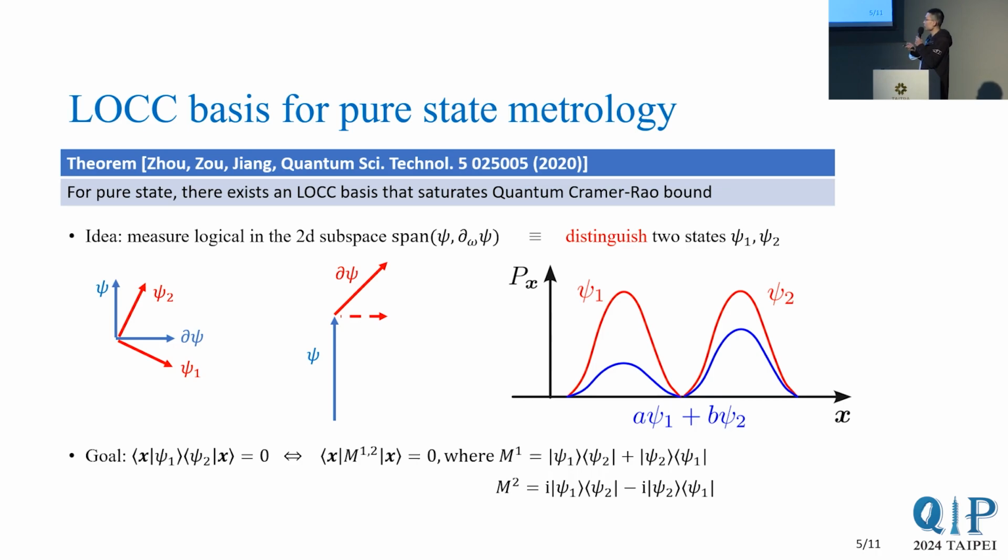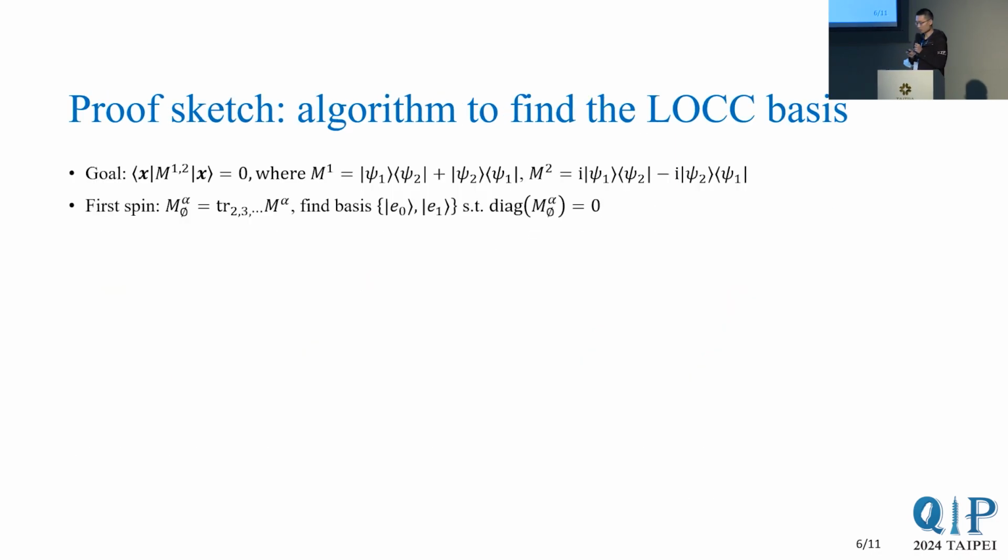So for distinguishing these two states, the goal is basically to find the basis x such that this equation holds. And for simplicity, it may be clearer to massage it to this form, which basically says that these two traceless Hermitian matrices M1 and M2 have to be zero-diagonalized in this X basis. Okay, so how does one find an LCC basis that achieves this? One takes the two M matrices, traces out all qubits except one, and we can find a local basis that simultaneously zero-diagonalizes these two 2x2 traceless Hermitian matrices. And you can verify that this can be done by some simple single qubit rotation.